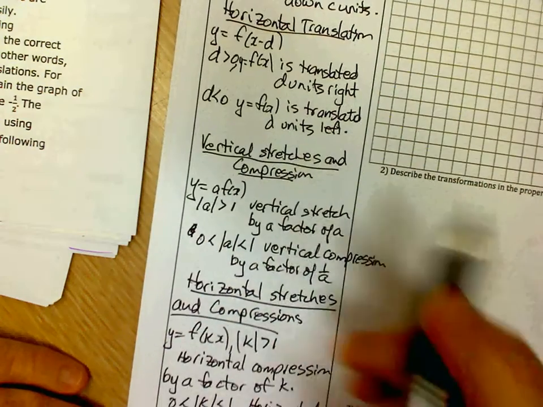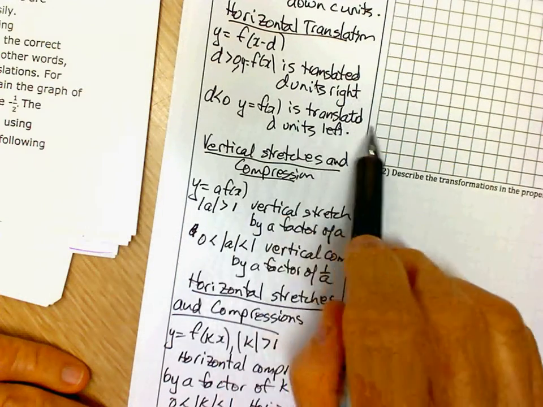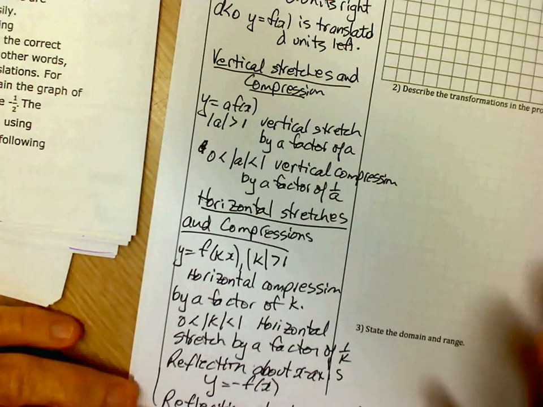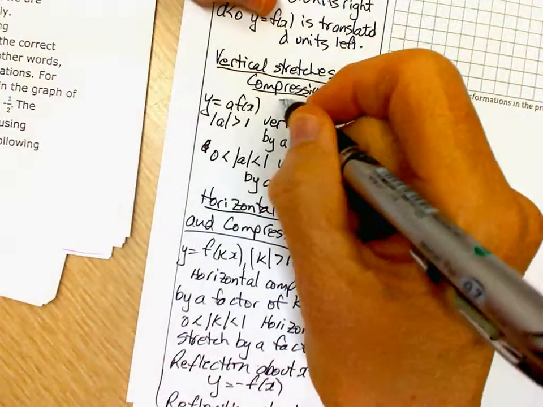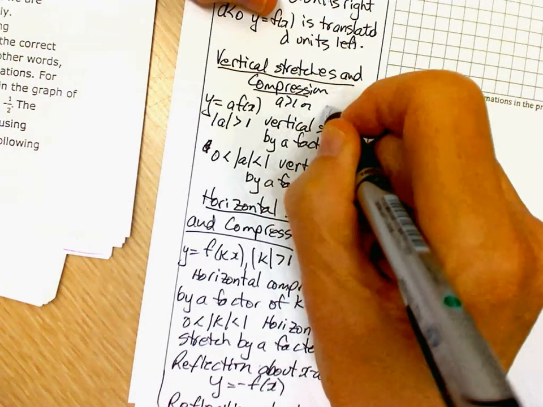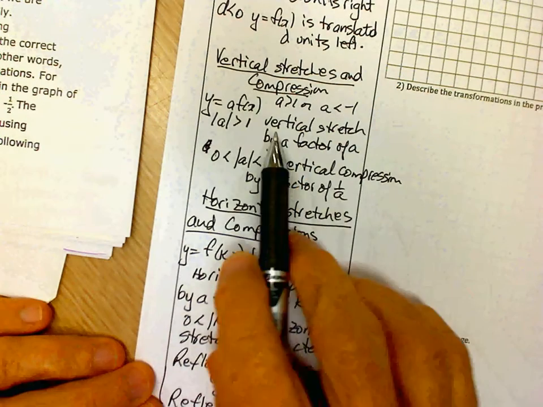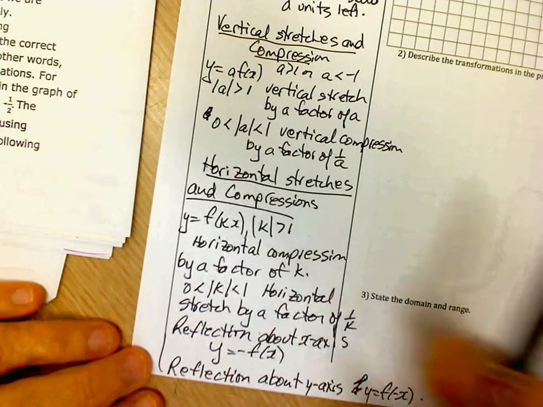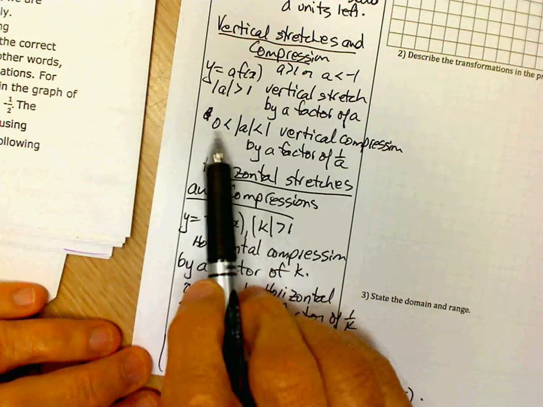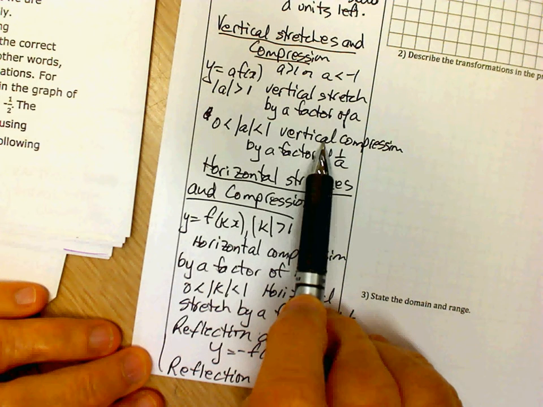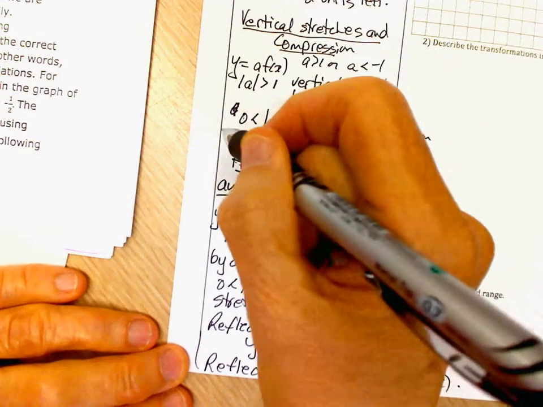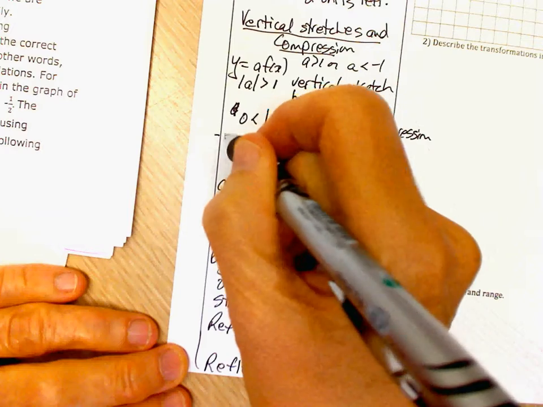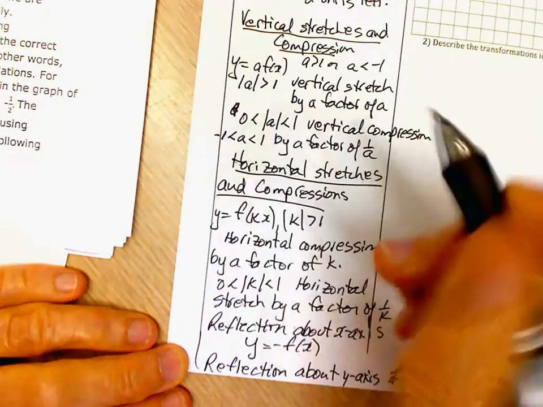Now with our a, absolute value of a is greater than 1, that just means if a is greater than 1 or a is less than negative 1, you get a vertical stretch by a factor of a. If the absolute value of a is between 0 and 1, you get a vertical compression by a factor of 1 over a. What does that mean? Well, negative 1 is less than a is less than 1 is another way we could have written that. In other words, if a is a fraction, then we get a compression by a factor of 1 over a.